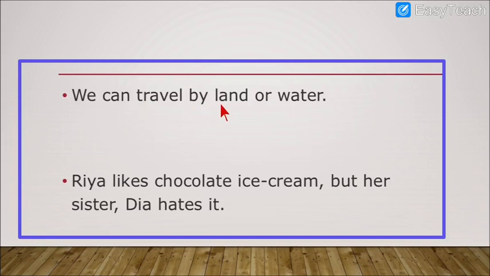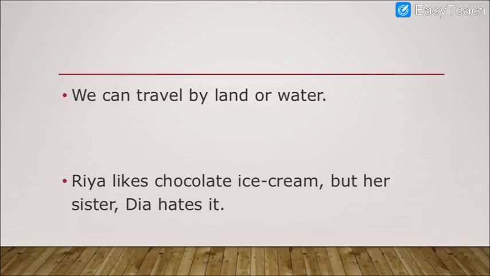We can travel by land or water. Question 2. Ria likes chocolate ice cream, but her sister Dia hates it. So as you can see, two sentences are there on the screen, and I suppose you should have finished writing question 2 by now, but still I'll wait for a couple of seconds because some of you might be slow in writing. And not to worry, if you do not finish anything, you can watch the video lecture a second time from YouTube and you can again finish your work. That's not a big deal. Fine. Now, I'll give you a couple of seconds to find out the conjunction.